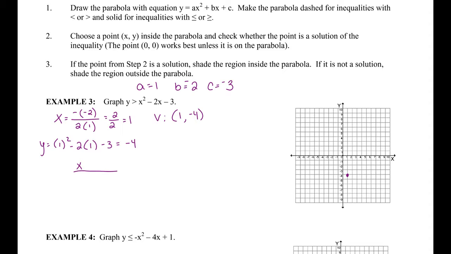Now that I know the vertex, I can create a table of values. Again, you want to put the vertex in the center of your table. And I'm going to pick 2 values to the left of the vertex and 2 to the right of the vertex to finish my table. And I'm going to plug the x values in and solve for y in order to complete it. And I'm going to plot those points. Next, I need to look at whether I'm going to have a solid or a dashed line. Based on the inequality symbol, we're going to have a dashed line, so I'm going to form my parabola using a dashed line.